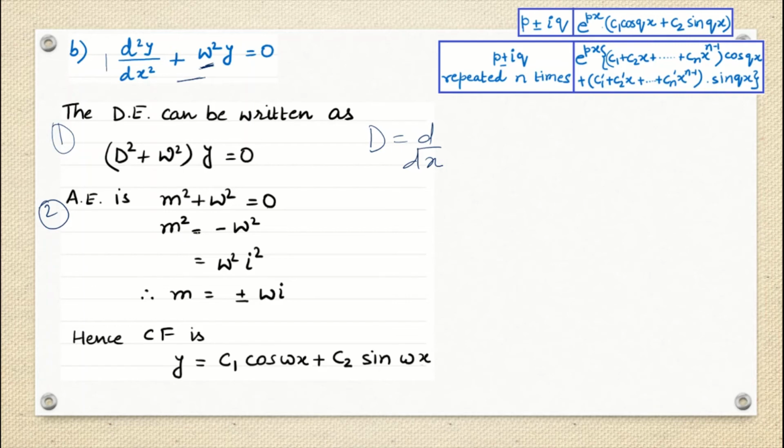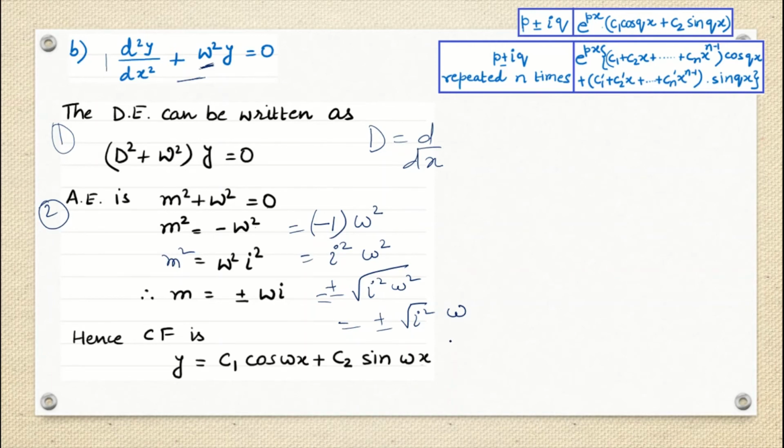Now m square is minus omega square, which is nothing but minus 1 into omega square, and we know that i square is minus 1. So m square is i square omega square, and m will be plus minus under root of i square omega square, correct? And under root i square omega square is plus minus i omega. So that is what we have written down here.